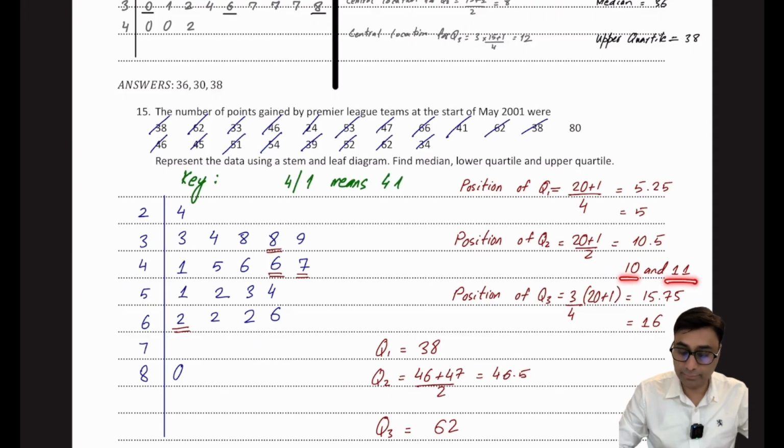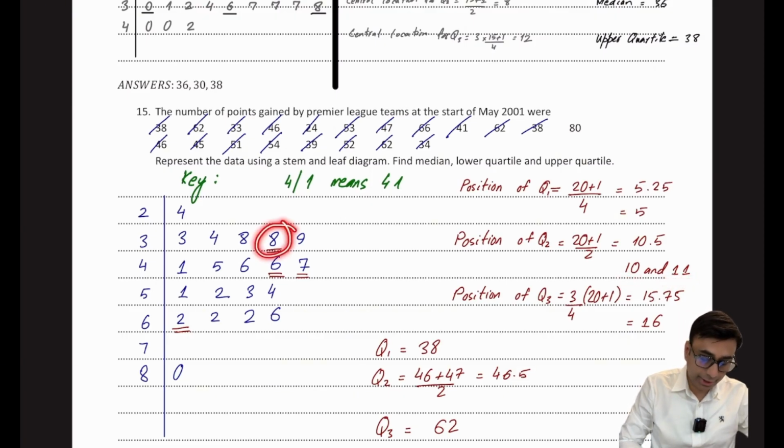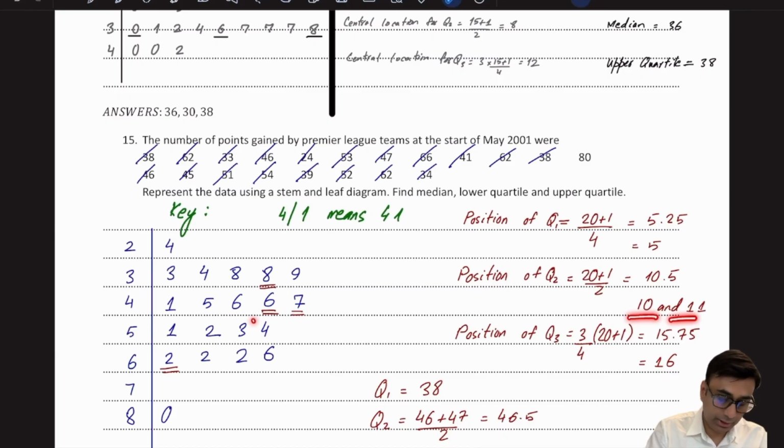So in this case, the median will be the average of the number at the 10th location and at the 11th location. So I will look out for the number at the 5th location, that will be 38, that will be the lower quartile, and I'll look out for the number at the 16th location, that is 62, which will be the upper quartile, and then I would look out at the 10th and 11th position. I'm getting 46 and 47. So the median in this case is going to be the average of 46 and 47. That is going to be 46.5.